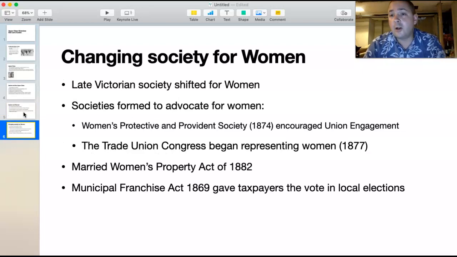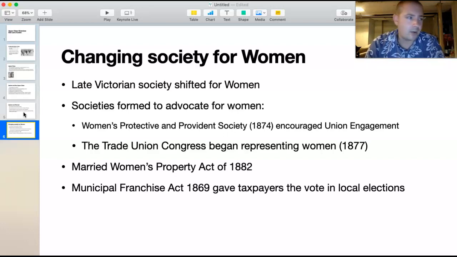Finally, the last thing to talk about is that there are changing roles of women in the upper classes and across the board. This is certainly true in the later Victorian period, certainly after the 1860s, that there's a shift in rights towards women. Society is now forming to advocate for women, so that there's something called the Women's Protective and Provident Society. And this is a group that's encouraging women to go into unions, to protect their own labor, to give them their own right to work, where they can gain more access to collective bargaining and the like. The important thing here, though, is that the Trade Union Congress starts to represent women in 1877.